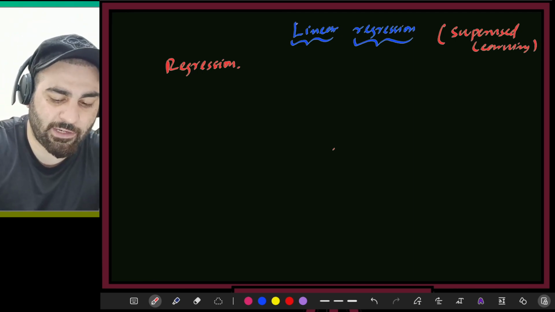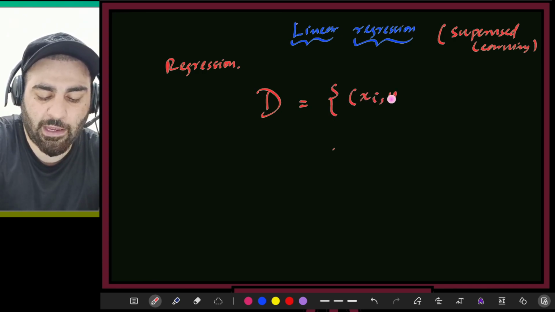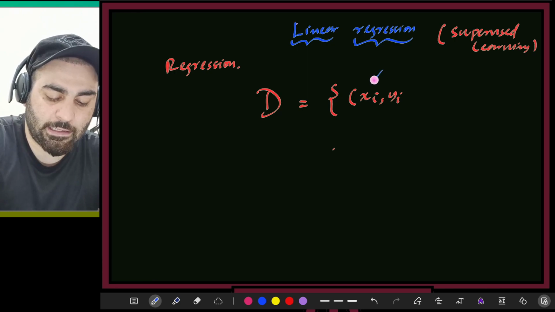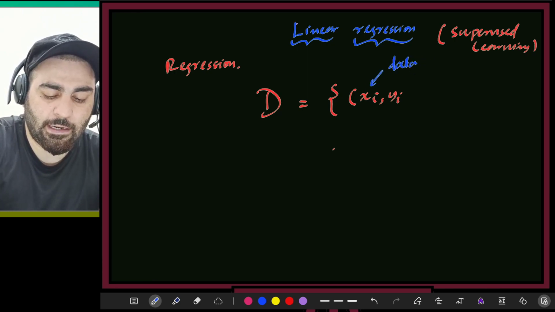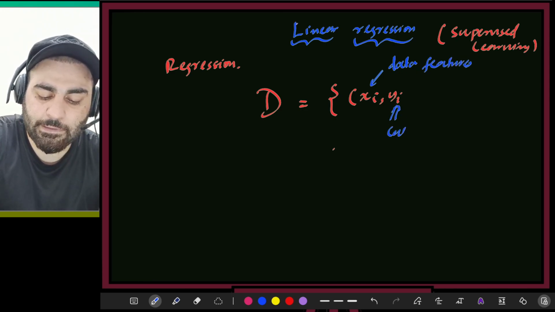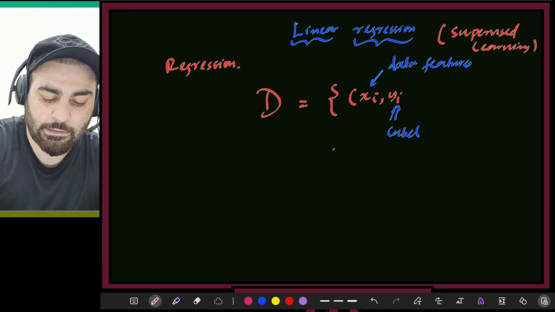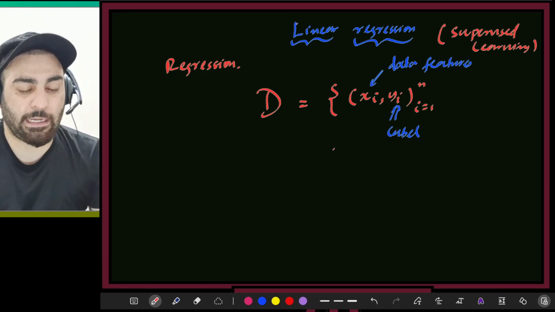So how do we represent our data set? Let's suppose we have the data set D. Mathematically we represent it as pairs xi comma yi. Xi is our data point, which has data features, and yi we call the label. And i goes from 1 to n, because we may have n such data points.